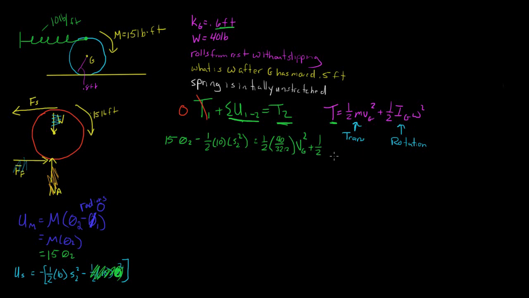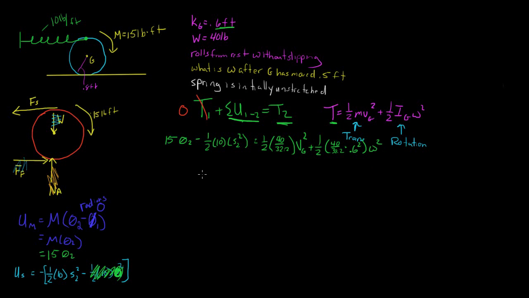And we're given a radius of gyration, so this right here is going to be my mass, which is 40 over 32.2, and I'm dividing it by 32.2 because I was given a weight and I have to take out gravity, times my radius of gyration squared, so 0.6 squared, times my angular velocity squared.